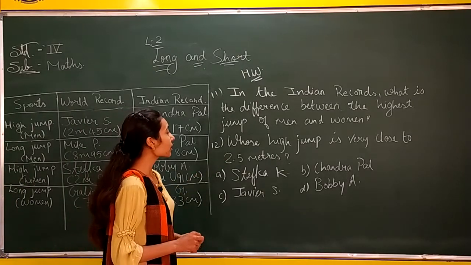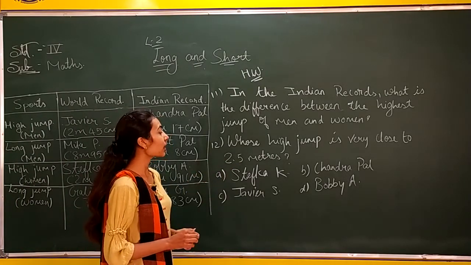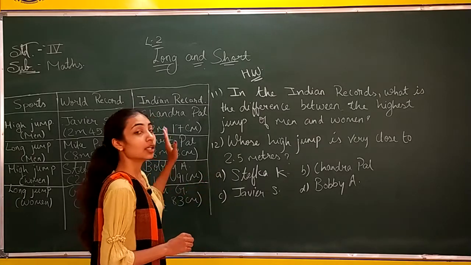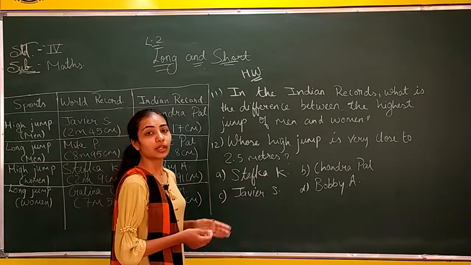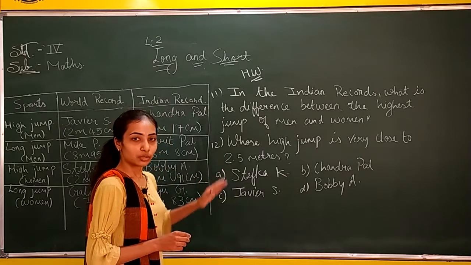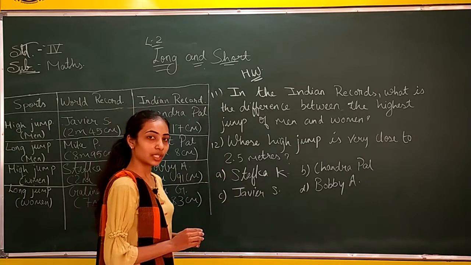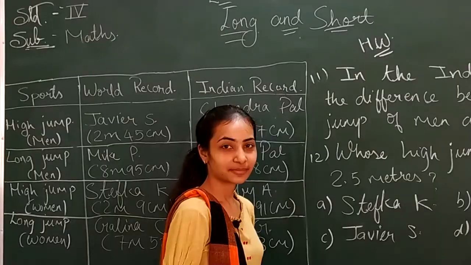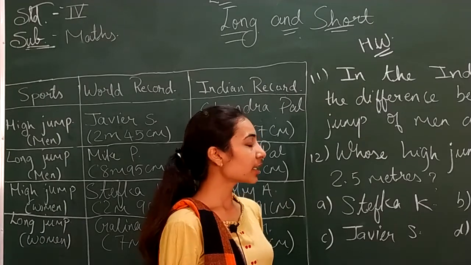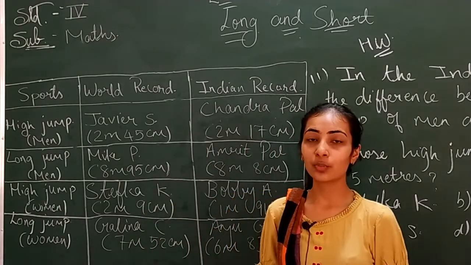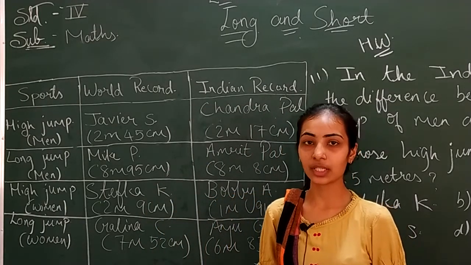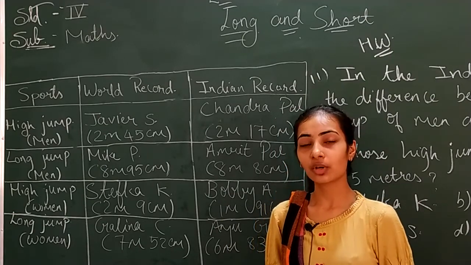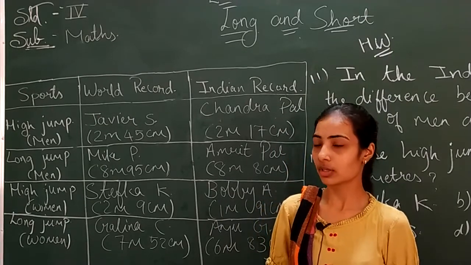Then number 12 is whose high jump is very close to 2.5 meters. This we have done in number 8. So you have to do this by yourself, okay? So you have to find out whose jump is nearly 2.5, that means 2 meters and 50 centimeter. Find out and you have to take your answer by yourself.